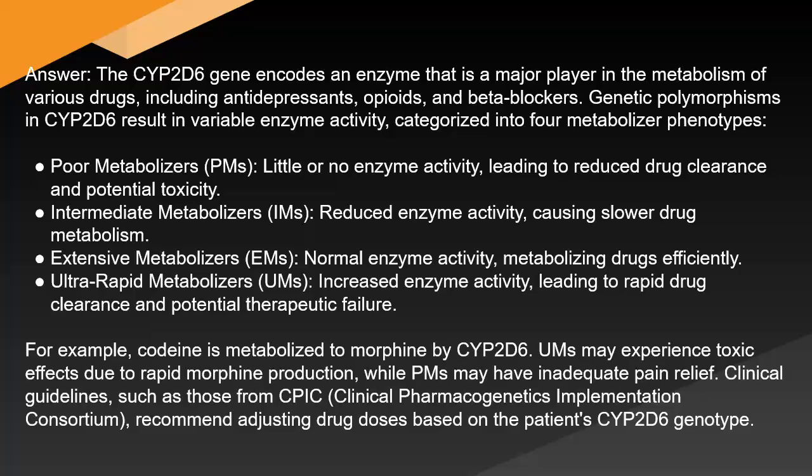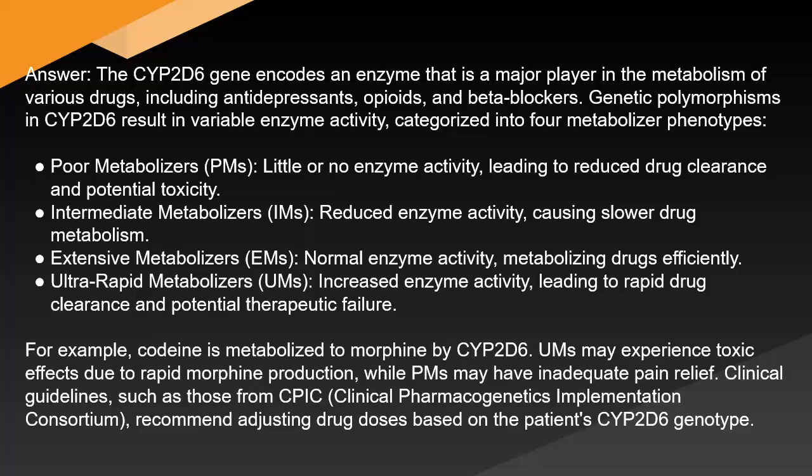Intermediate metabolizers, IMs, reduced enzyme activity causing slow drug metabolism. Extensive metabolizers, EMs, normal enzyme activity metabolizing drugs efficiently. Ultra-rapid metabolizers, UMs, increased enzyme activity leading to rapid drug clearance and potential therapeutic failure. For example, codeine is metabolized to morphine by CYP. UMs may experience toxic effects due to rapid morphine production, while PMs may have inadequate pain relief.